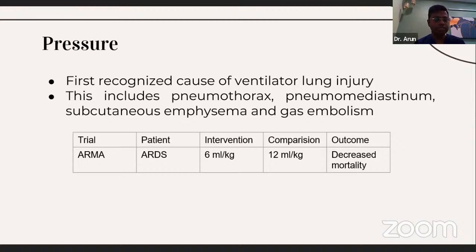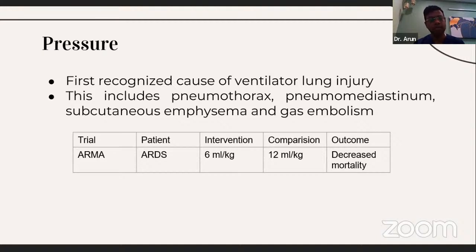Their patient population was ARDS, and the intervention was low tidal volume, that is 6 ml per kg, compared with 12 ml per kg, which was conventional ventilator support at that time. At the same time, they compared a P-plateau of 50 centimeter H2O to less than 30 centimeter H2O. The outcome was a significant mortality reduction in the intervention group, approximately 9% mortality reduction.